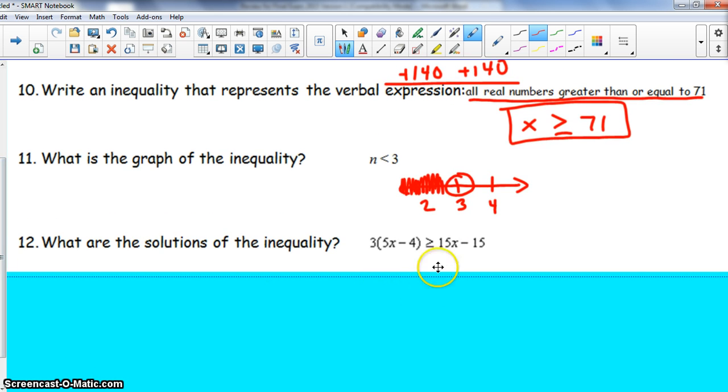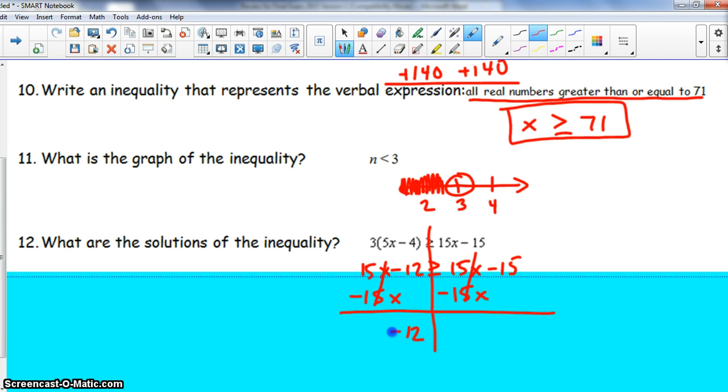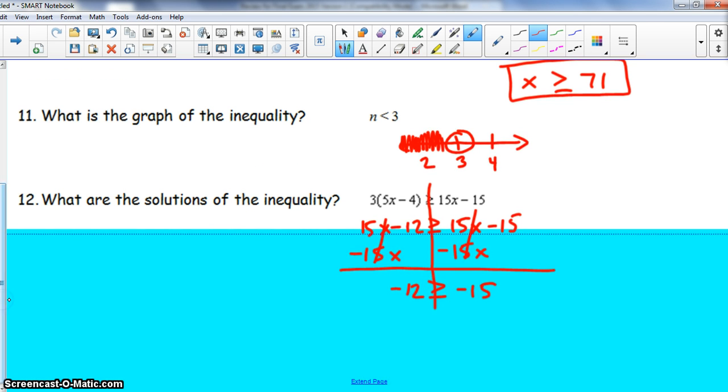Number 12, you need to distribute before you do anything else, but you solve it like it's an equation. We get 15x minus 12 is greater than or equal to 15x minus 15. I subtract 15x to get them on the same side. And then what happens is my variables cancel on both sides, and I'm left with negative 12 is greater than or equal to negative 15. So my answer is either going to be no solution or all real numbers. Negative 12 is bigger than negative 15, so it's true, and your answer is going to be all real numbers because it's true.